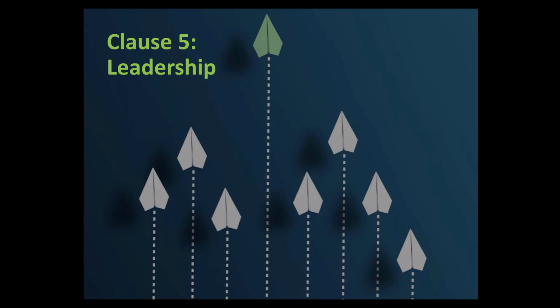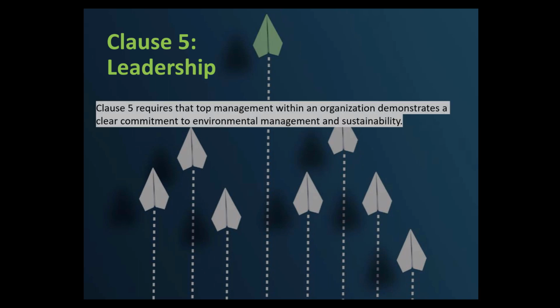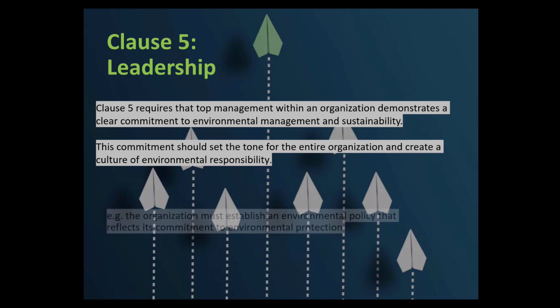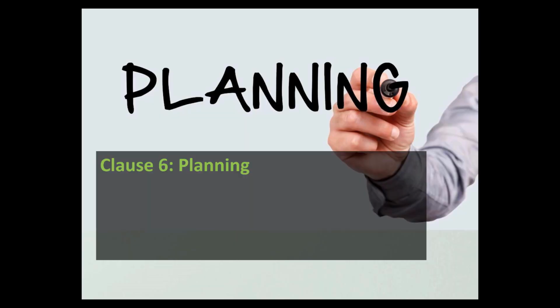Clause 5 covers leadership. Here, Clause 5 wants you to ensure that your top management is on board regarding a commitment to having an environmental management system in place in your organization. This is so important because top management sets the tone for the whole organization. A key requirement within Clause 5 is that there is an environmental policy written up by management that outlines, as a leadership team or a leadership person, your commitment to environmental protection.